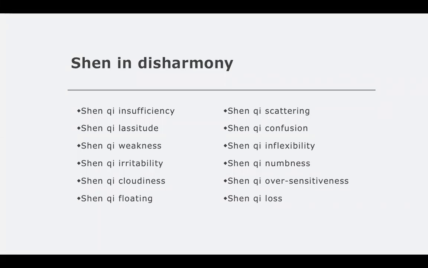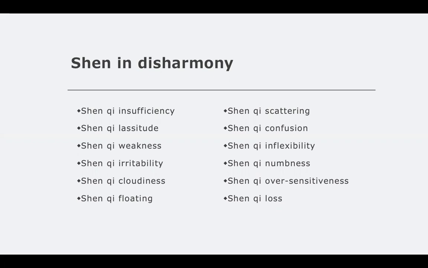Hi, everybody. Today we're going to talk about the shen in disharmony condition. So when talking about the shen in disharmony condition, we know the shen is related to qi, because the qi is the root of the universe, the root of life, the root of our body. Also for our mentality, the qi is the root.